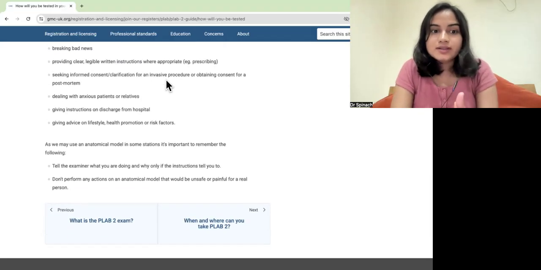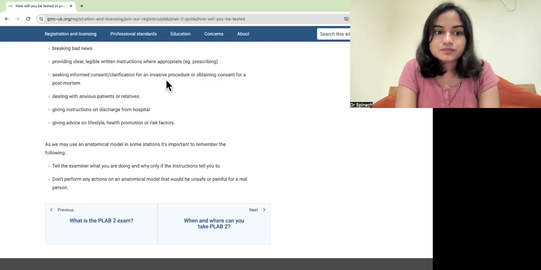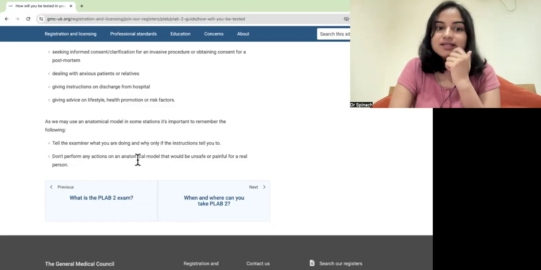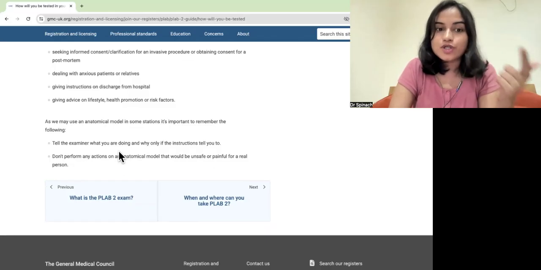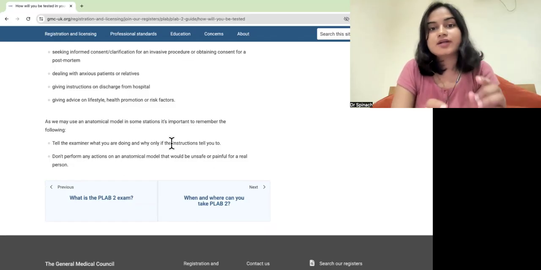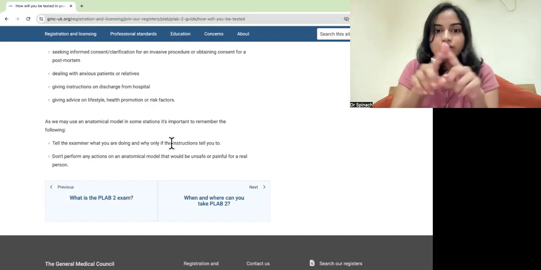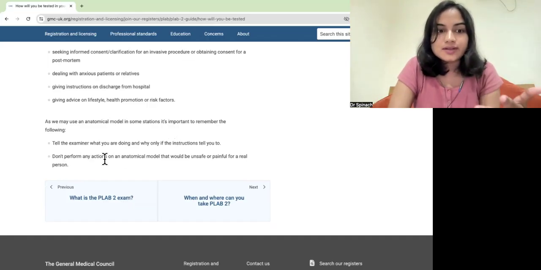Now, sometimes in some cases you do have to tell the examiner what you are doing and why, if there is an instruction there on your role play card. All right.